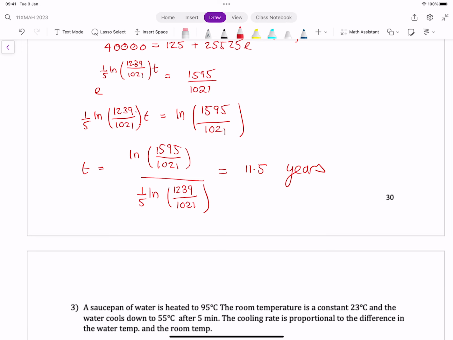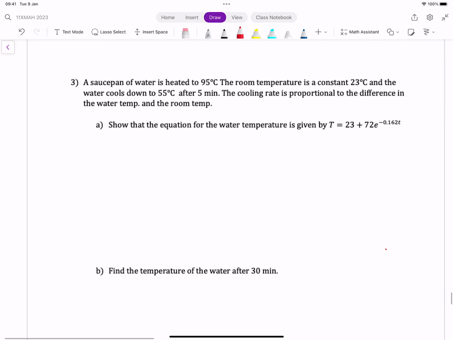All right. Number 3. A saucepan of water is heated to 95 degrees. The room temperature is a constant 23, and the water cools down to 55 after 5 minutes. The cooling rate is proportional to the difference in the water temperature and the room temperature. That's just a lot of information that is going to help us solve part A. Again, I'm going to talk to you about this in the next example.